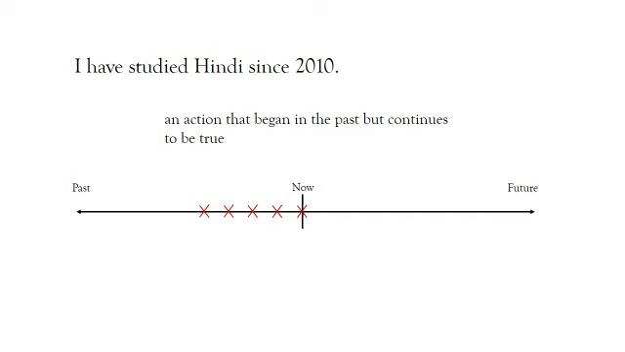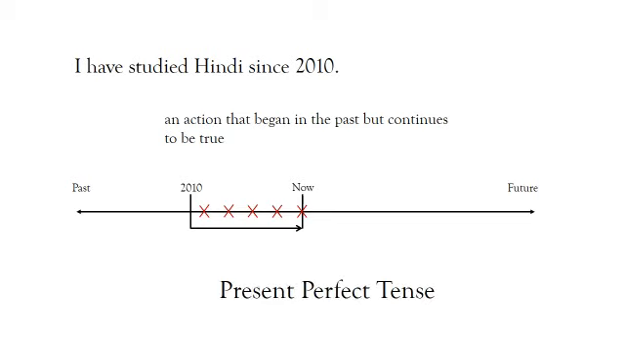The first time it happened is in the past. What is this past moment? 2010. And starting from 2010, it has been happening till now. It could continue into the future, but we don't know whether that's going to happen for sure. The focus is on the fact that it started at a particular point in time in the past, and it has been happening till the present moment. And this is the present perfect tense.